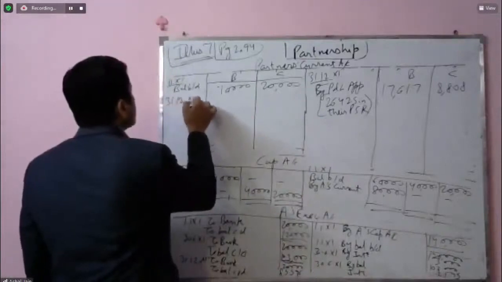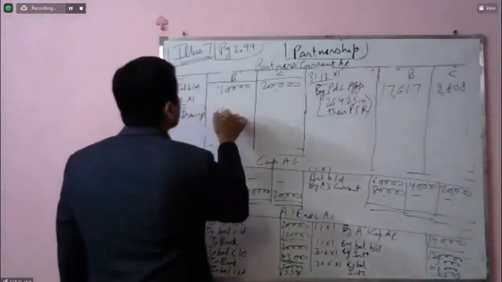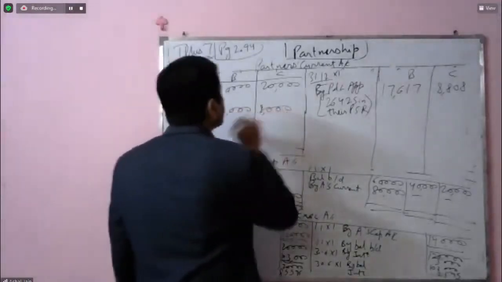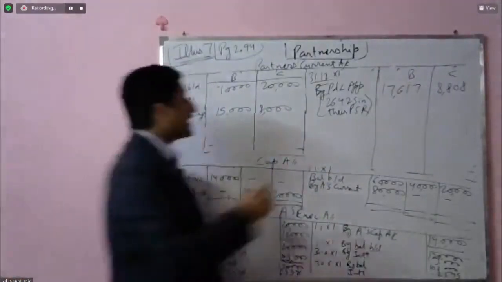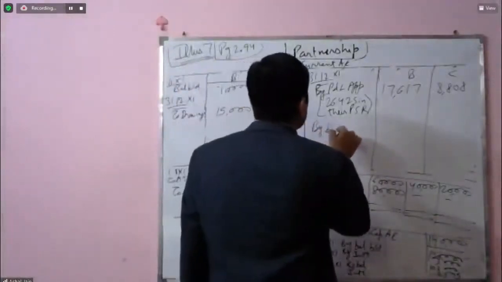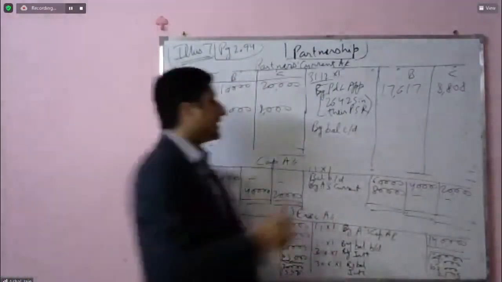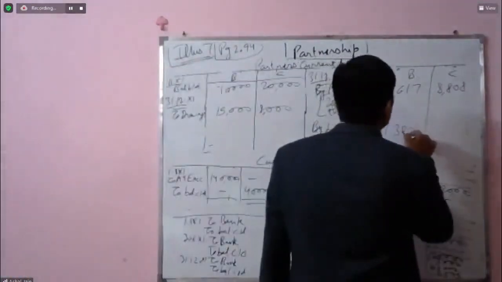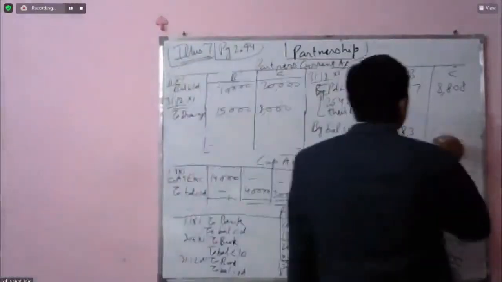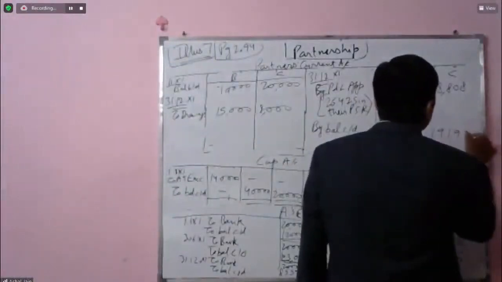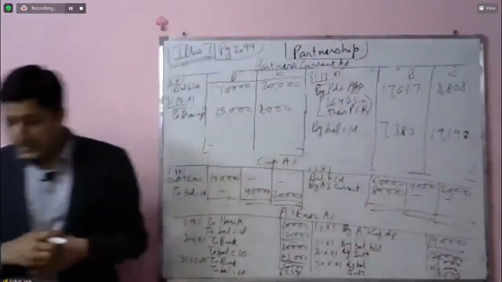On 31st of December X1, two drawings, 15,000 and 8,000. So now what will happen? With this, their closing balance will be cut down. So this becomes by balance carried down 7,383 and this will be 19,192. Okay, yeah, this will again now move on to the next year.